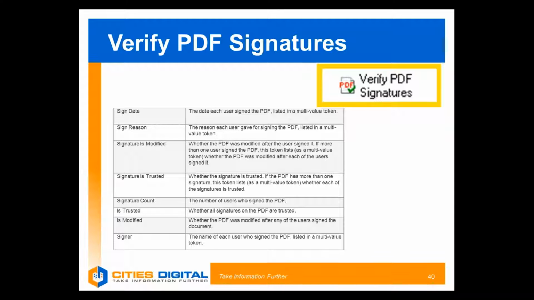The activity will verify that the signature on a PDF is trusted and can produce tokens with information about the signatures. Those tokens are on the screenshot here. We'll have the sign date, the sign reason, if that is configured in the PDF, whether the signature has been modified, whether it's trusted, how many signatures there are, again, whether they're trusted or modified, and then the name of the signer itself.